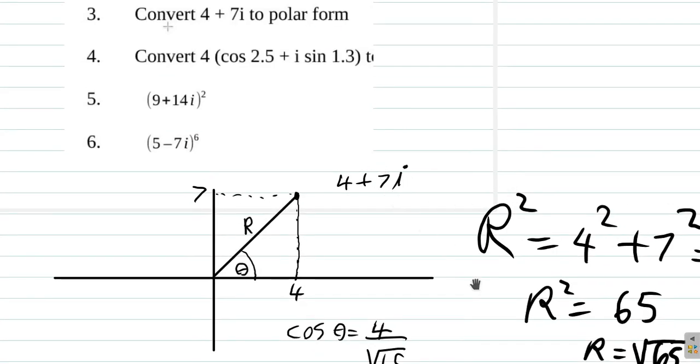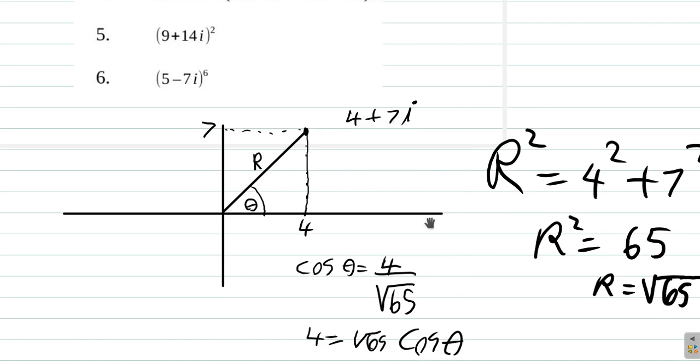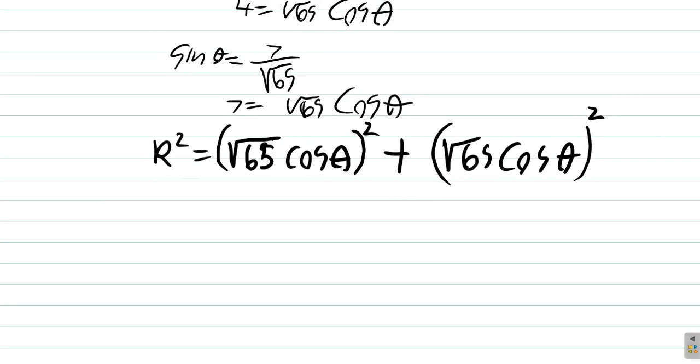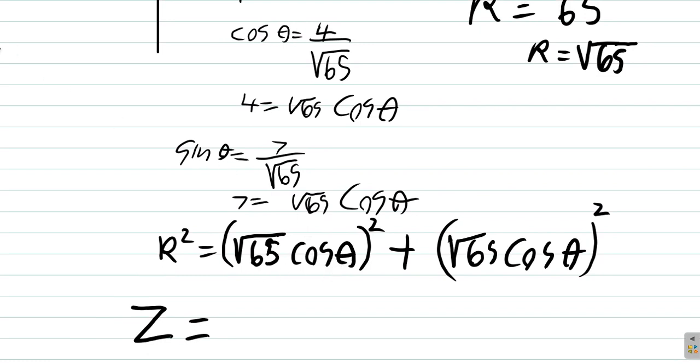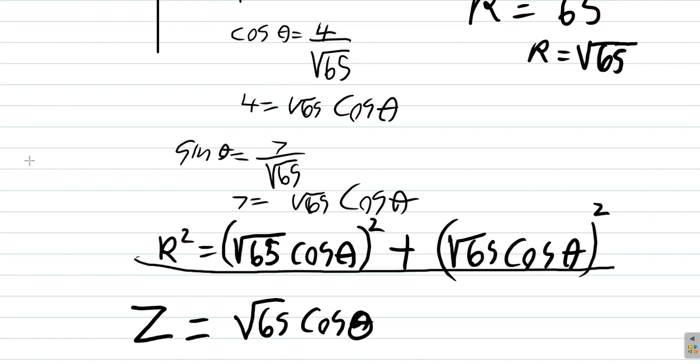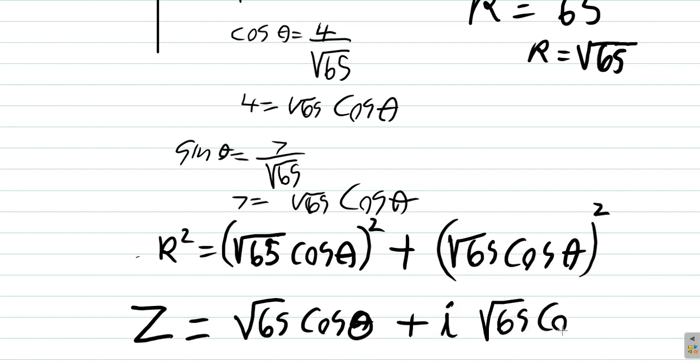But now, that is the radius. Now let's write the 4 plus 7i in this form. So the complex number z is, remember this is 4 squared, and 4 in this case would be square root of 65 cos theta. We're not squaring them like we're doing up here using the radius and Pythagoras theorem. We just write out the plain complex number as it appears. So that plus i times the square root of 65 cos theta. That is the entire complex number.